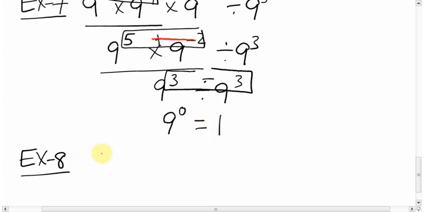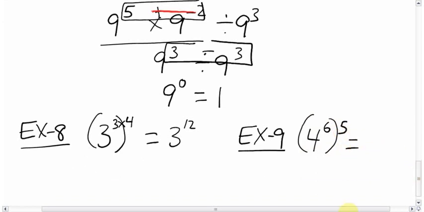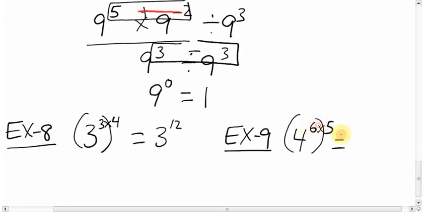There's another little power trick or power exponent rule that we haven't covered yet, and that's when you have a power like 3 to the power 3 in brackets raised to another power like this, 4. In that case, what you're going to do is multiply the two exponents. So it's going to be 3 to the power 12 in this case. So if you have 4 to the power 6 raised to the power 5, you multiply the 6 times 5, you get 4 to the power 30.